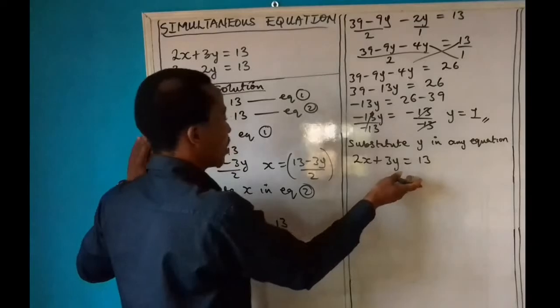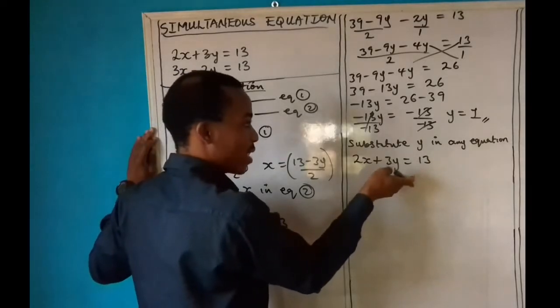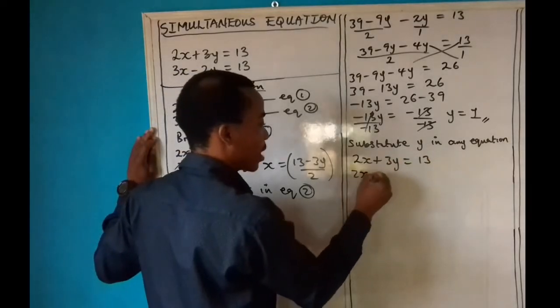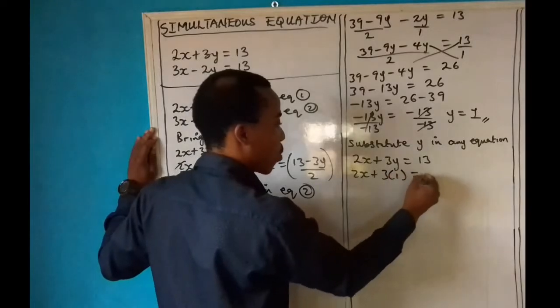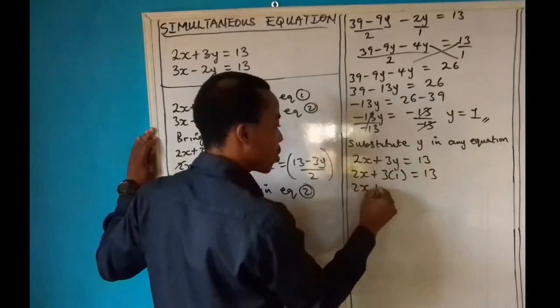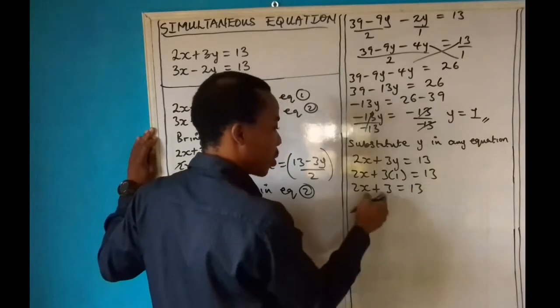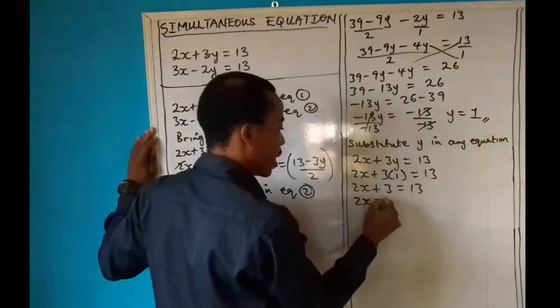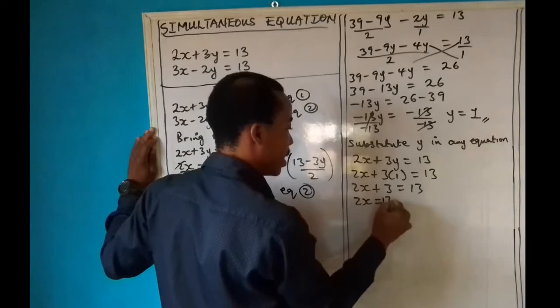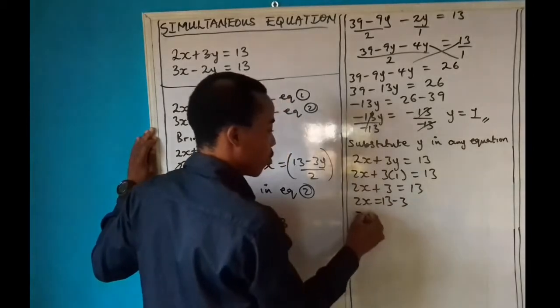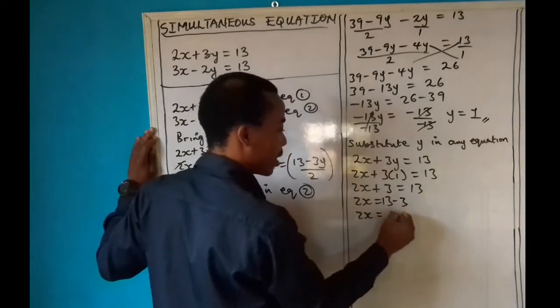So this is equation 1, so I substitute y. Whereby I see y, I replace it with 1. So I have 2x plus 3 bracket 1 equals 13. 2x plus 3 times 1 is 3 equals 13. Move this to the other side, as positive here becomes negative. 2x equals 13 minus what? Minus 3. 2x equals 13 minus 3 is 10.